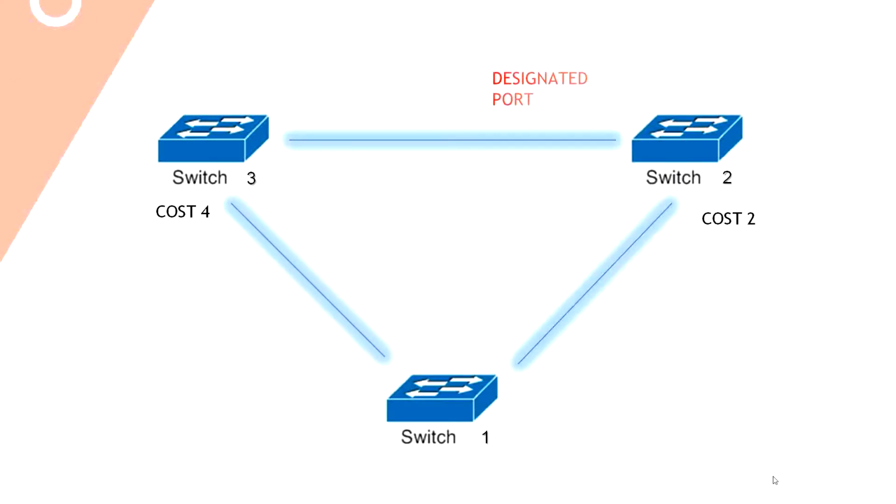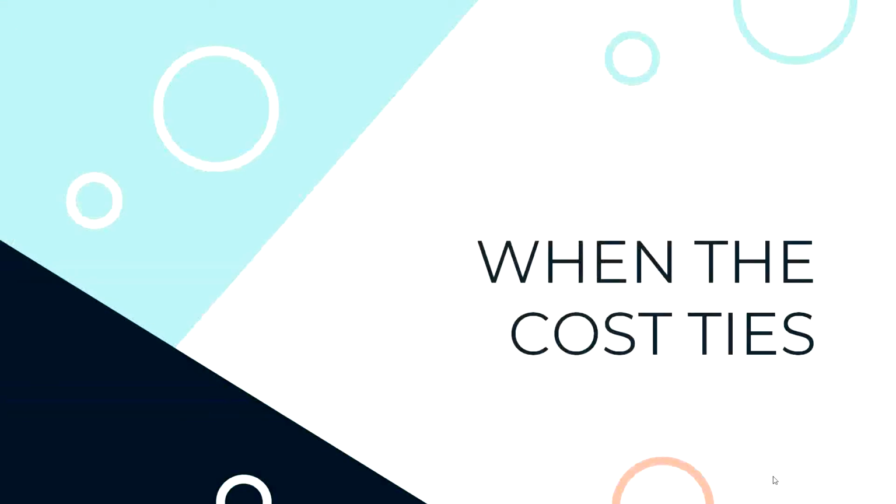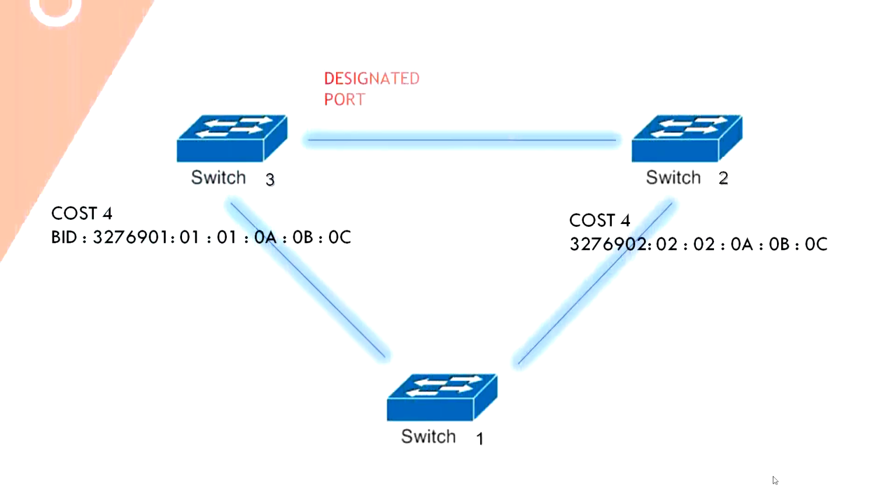So the cost to reach switch 1, which is the root switch, from switch 2 is 2, and the cost to reach the root switch from switch 3 is 4. So now switch 2's port will become the designated port because it has the lower cost to reach the root switch. But what if the cost ties? So now the bridge ID is seen. So here the bridge ID is lower for switch 3 only. So the port of switch 3 will become the designated port. So this is how a designated port is chosen.